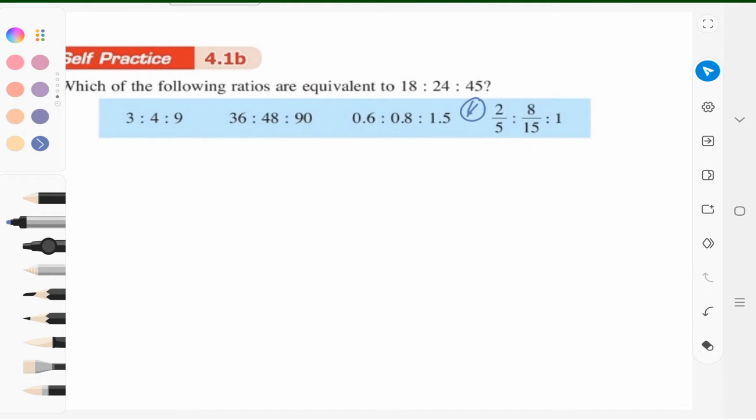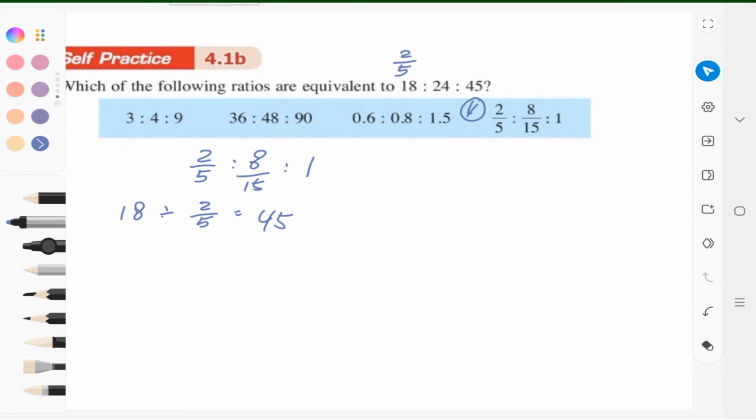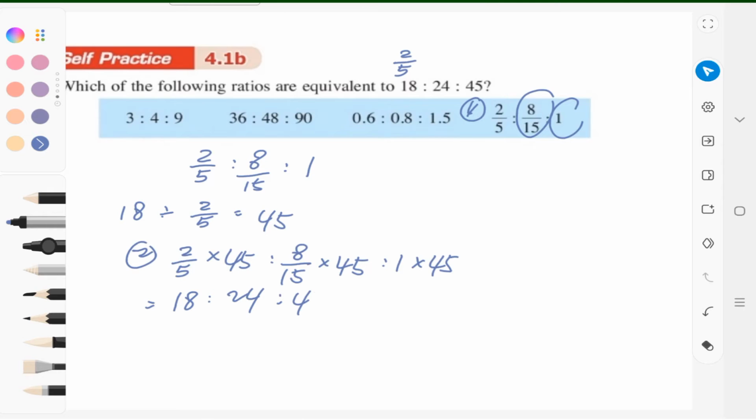Now let's look at the fourth ratio, which is 2 over 5 to 8 over 15 to 1. So for 2 over 5, we take 18 divided by 2 over 5 equals 45, because 18 equals 2 over 5. Next we compare to the other two, which are 8 over 15 and 1. The second step is to take 2 over 5 multiplied by 45, same goes for 8 over 15 and 1. And you'll get 18 to 24 to 45. And yes, they are equal, because you get 18 to 24 to 45.